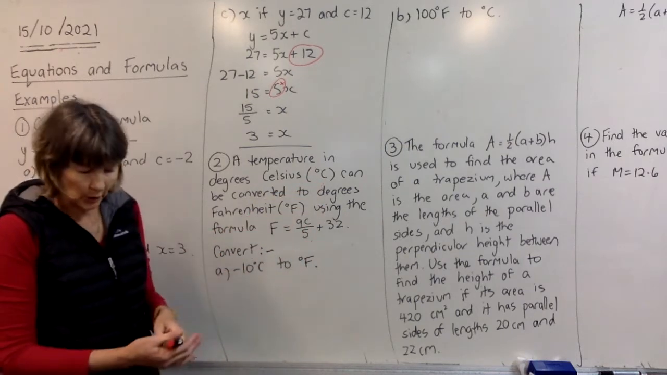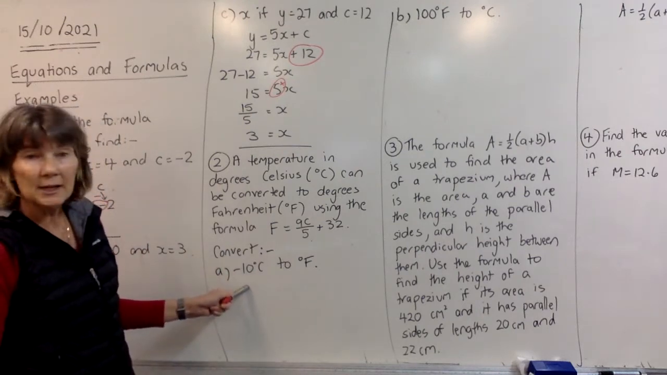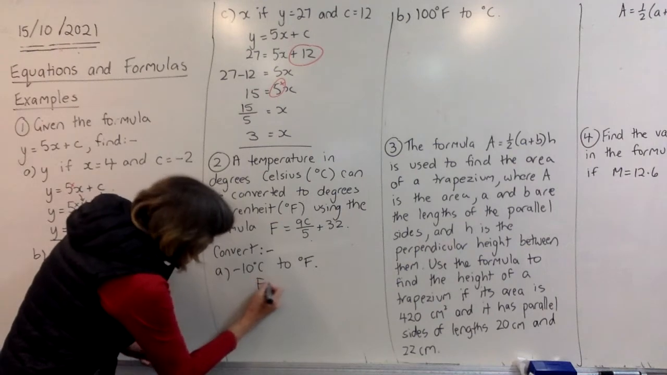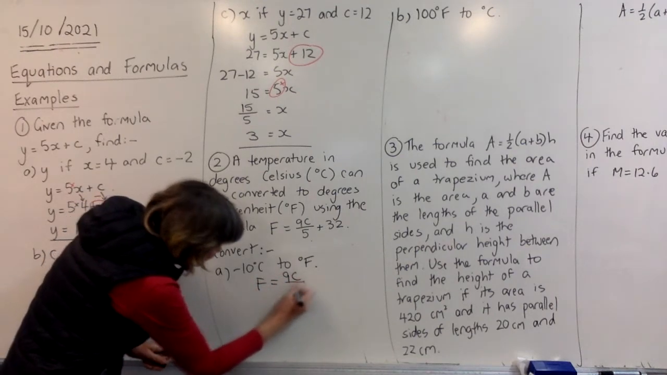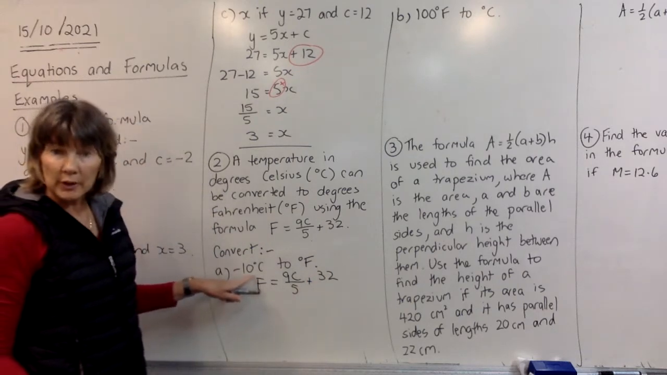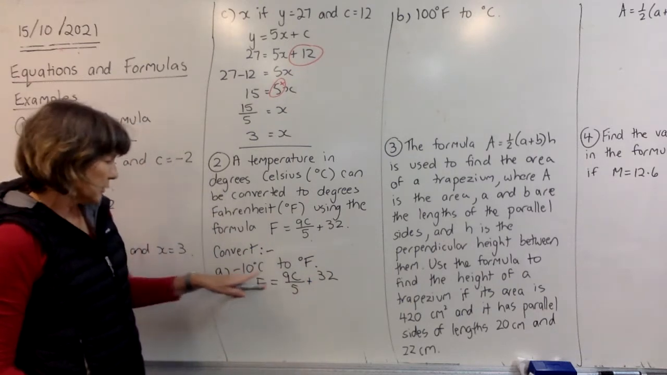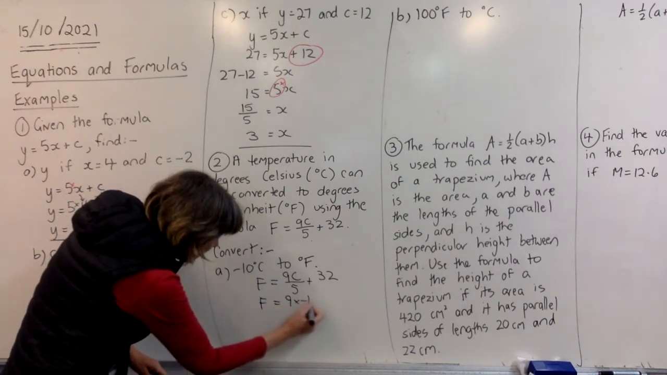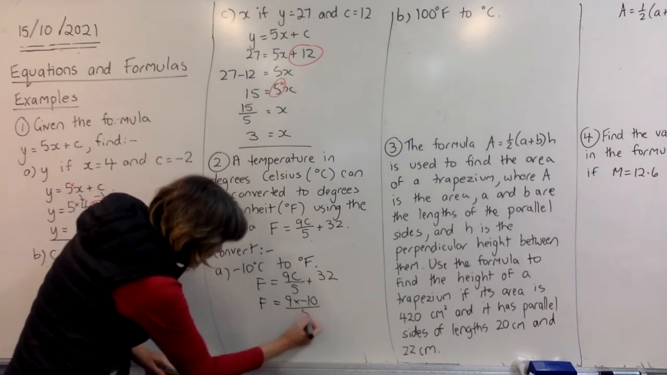So in this first question, we're converting minus 10 degrees Celsius to degrees Fahrenheit. So if we copy down the formula first. Okay, now the minus 10 degrees Celsius is the C value, so that's going in for C. So we're going to have minus 10 going in for C there.